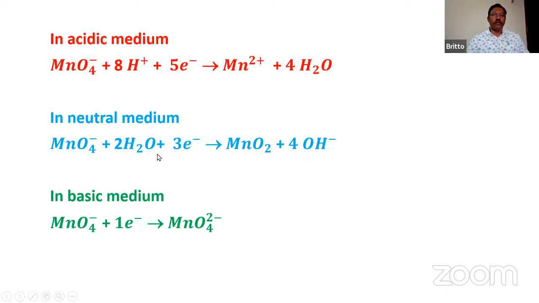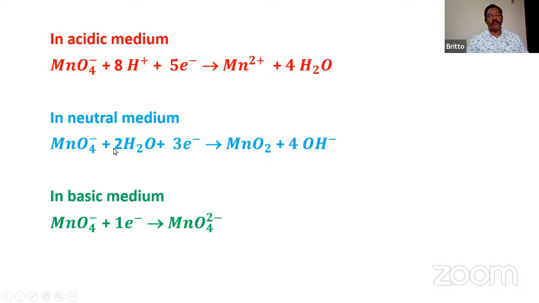After that, we are going to balance the oxygen and hydrogen with the number of water molecules. Okay, so MnO4 minus is reduced to MnO2, and 3 electrons are involved. And then when you balance the charges with OH minus ion, after that we are going to balance the oxygen and hydrogen with H2O.